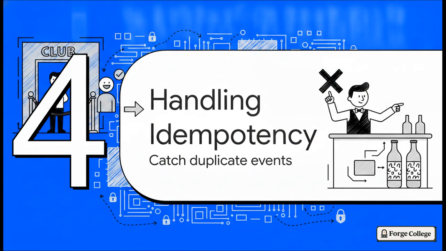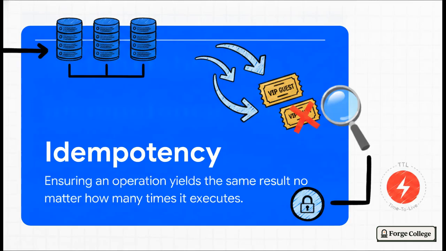All right, section 4, idempotency, catching duplicate events. So our mathematically verified guest made it inside the club. Now we hand them to the bartender, who has one job: idempotency. In distributed systems, you are going to get duplicate webhooks. It's not a matter of if, it's when.